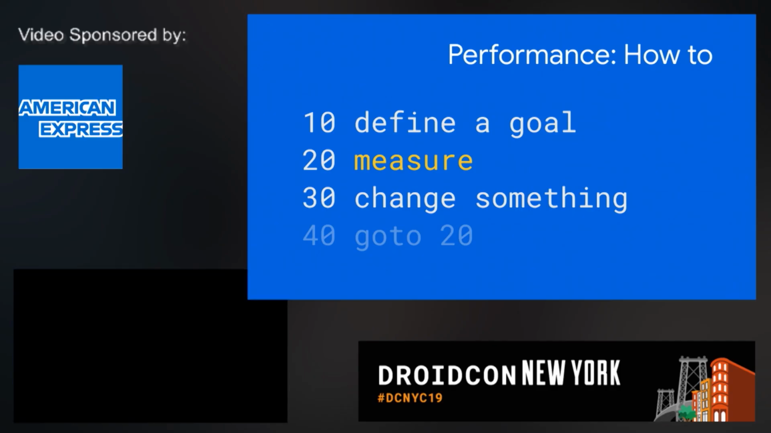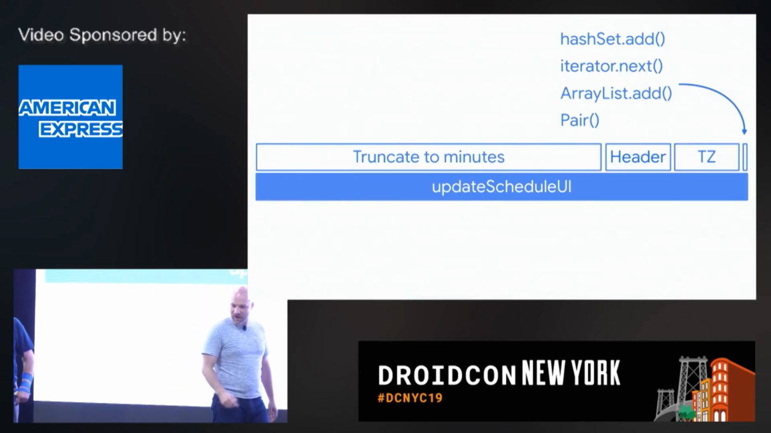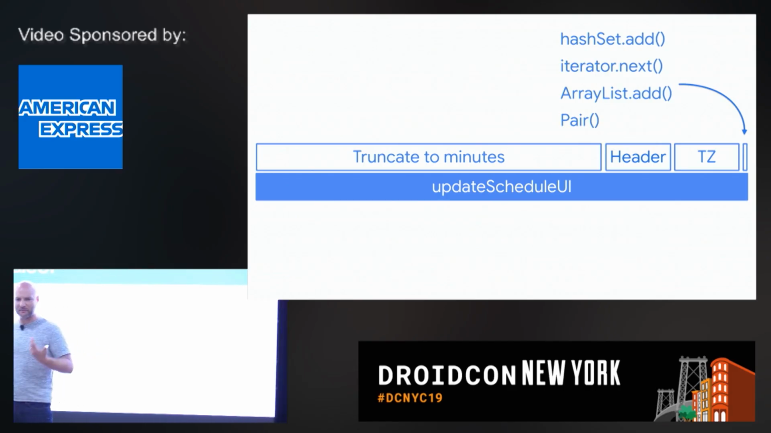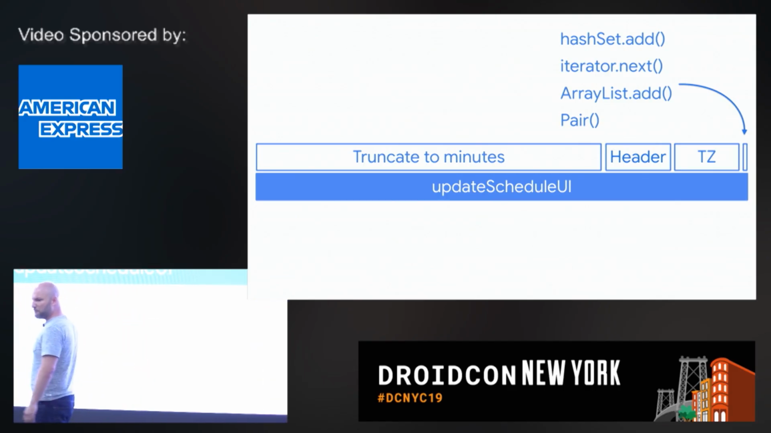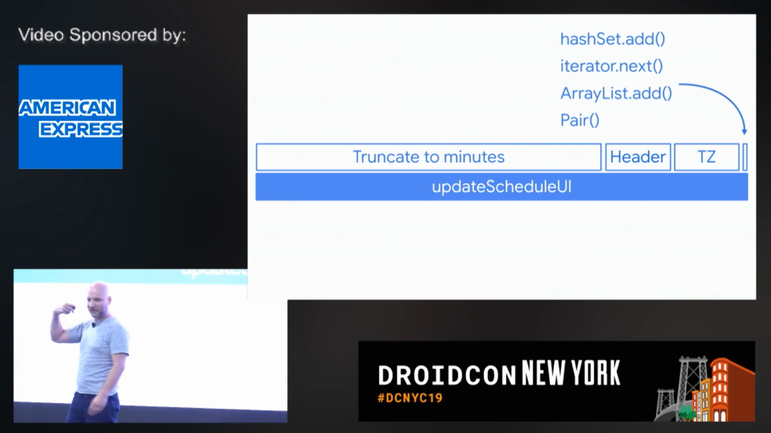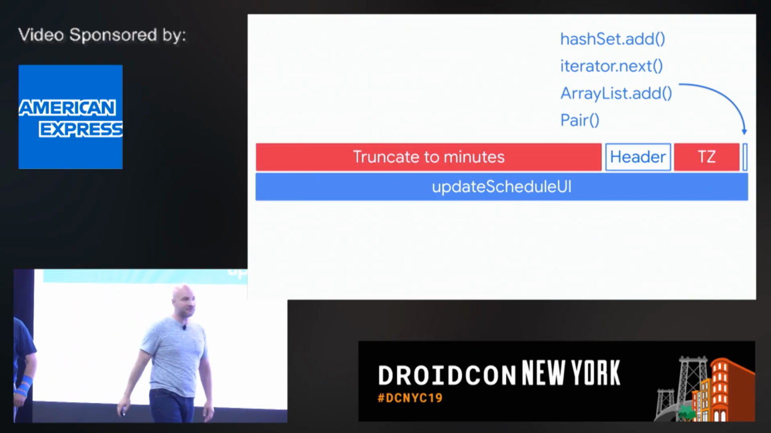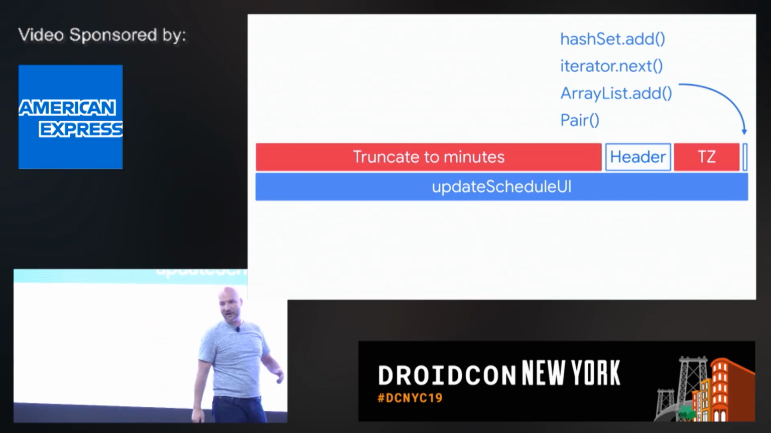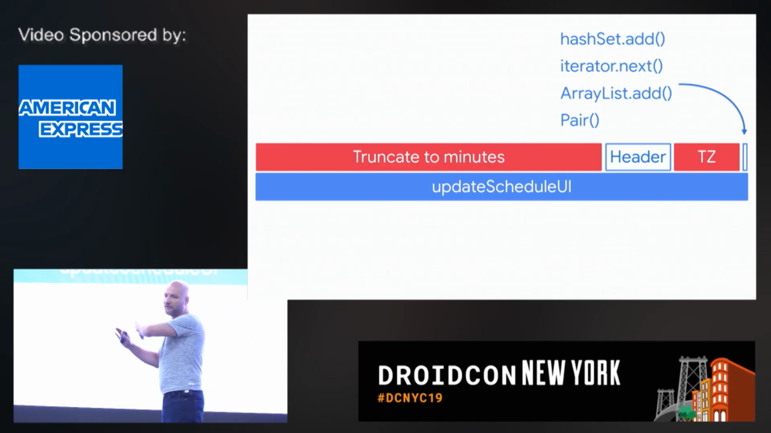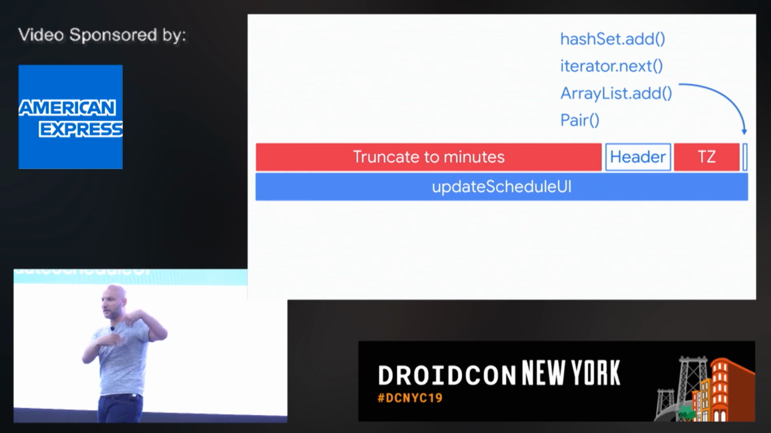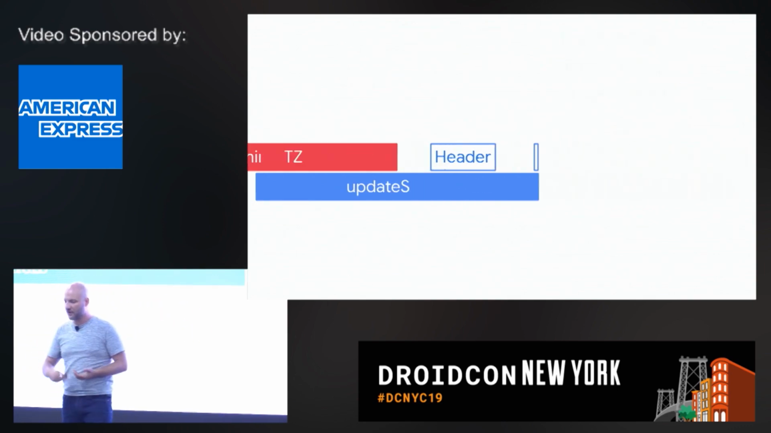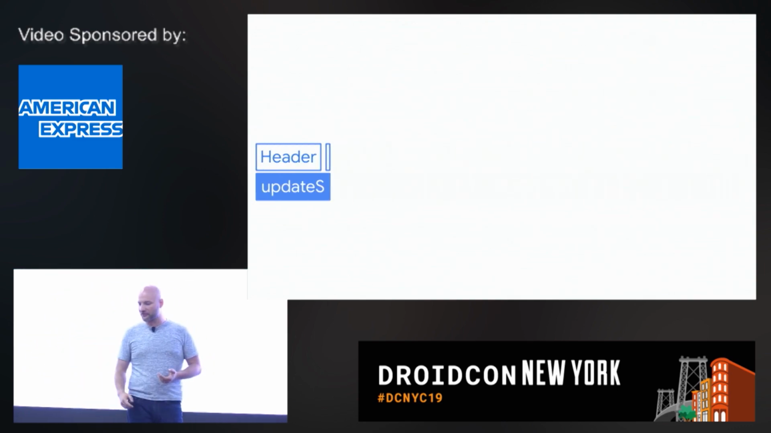So the next thing we need to do is change something. I look at this and I have to make a plan. I have 3 expensive things and 1 not so expensive thing that maybe after I fix the expensive things will become expensive. The first thing I look at is these 2, truncate to minutes and time zone, don't really need to be happening here. These are something I could shove way over out into my data layer, and I could cache these so that I don't have to recalculate them every time I display this list. So I'm going to do that, and that shaves off most of my time.